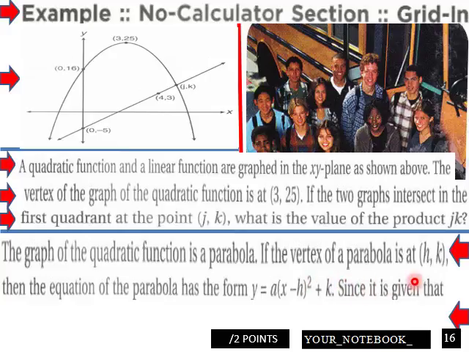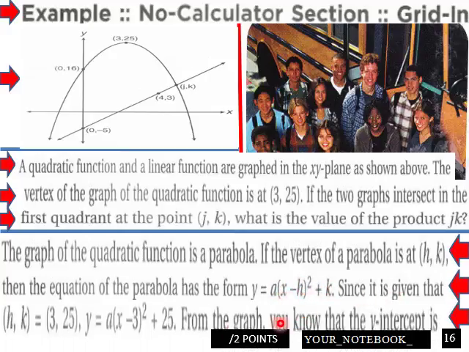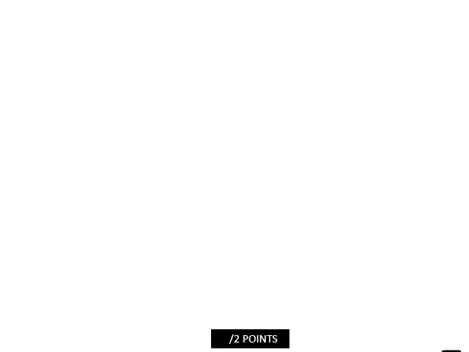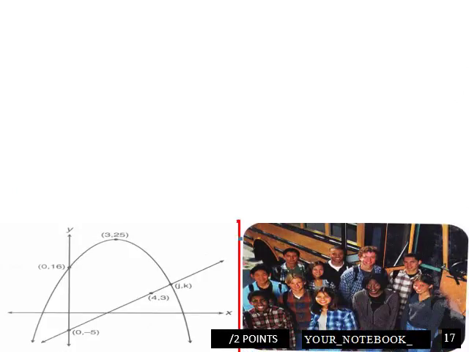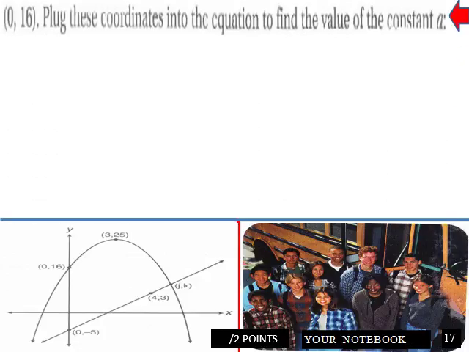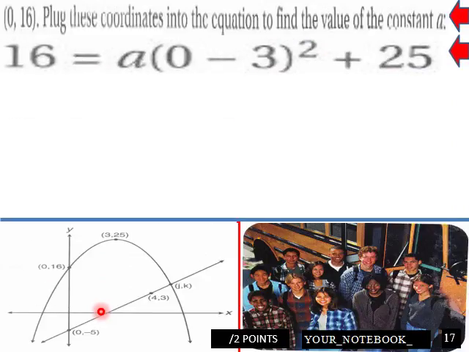The graph of the quadratic function is a parabola. If the vertex of a parabola is at (h, k), then the equation of the parabola has the form y equals a times (x minus h) squared plus k. Since it is given that (h, k) is (3, 25), then we can plug in here. From the graph, you know that the y-intercept is (0, 16), up here for the parabola. Plug these coordinates into the equation to find the value of the constant a.